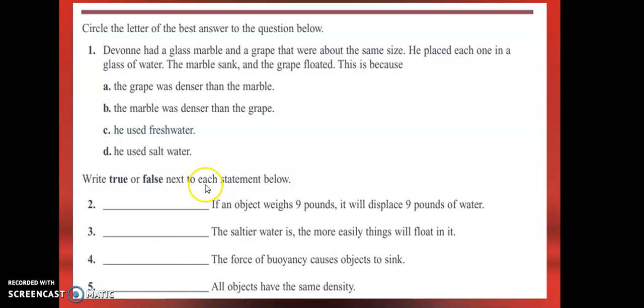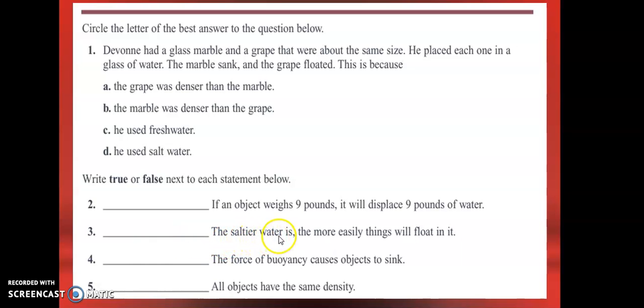Number 2, write true or false for each statement below. If an object weighs 9 pounds, it will displace 9 pounds of water. Yeah, it's true. The YouTube video explained very well that every object in the water displaces the same amount of water as the weight of the object.